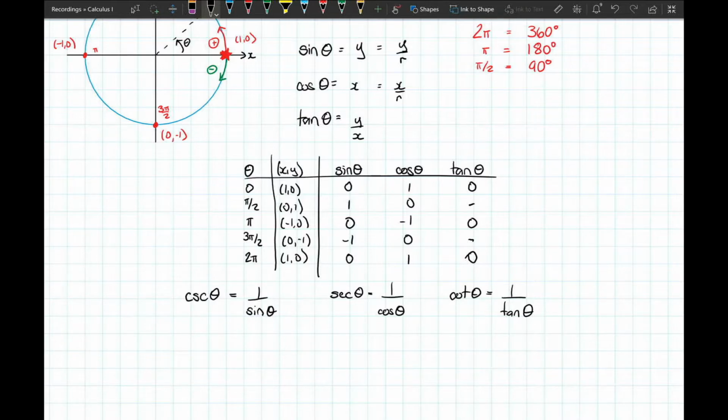Now one other fact, if you notice, tangent theta is y over x, which, if we're looking at a unit circle, or even if we're looking at any circle of radius r, is exactly the same thing as taking sine theta divided by cosine theta. And that's a major identity to know. Now, because cotangent theta is the reciprocal of tangent theta, cotangent theta, if we take that fraction and take its reciprocal, is the same thing as cosine theta over sine theta.